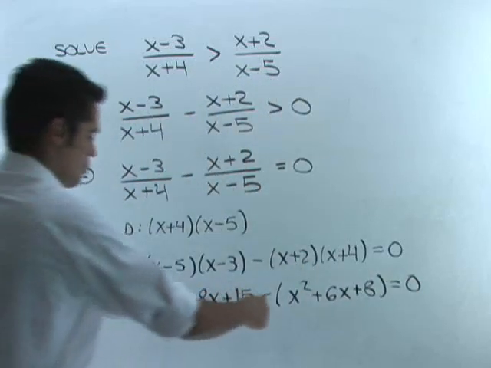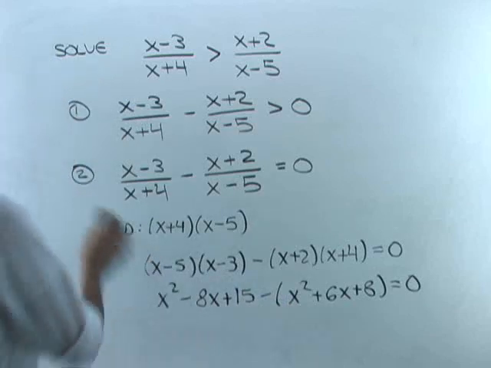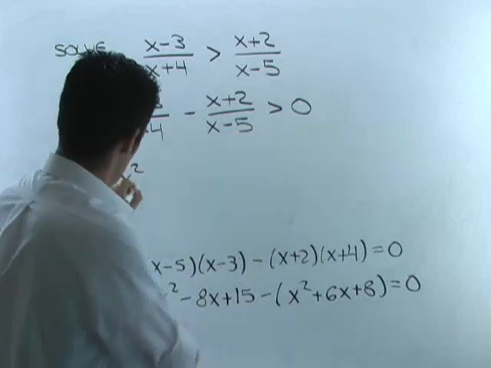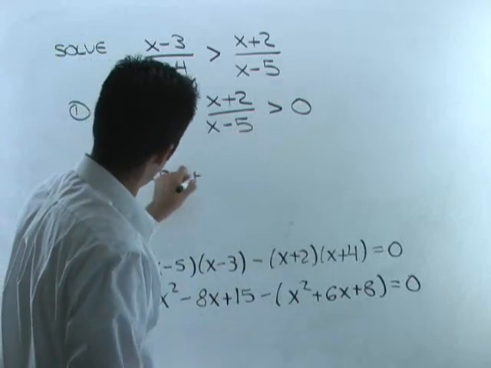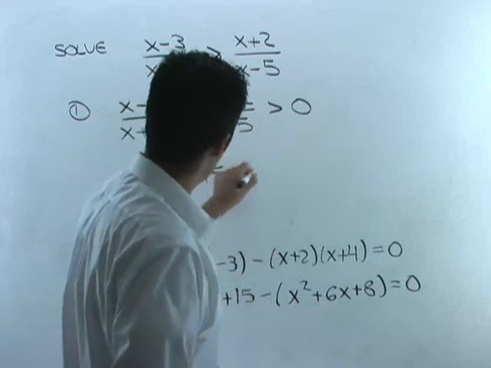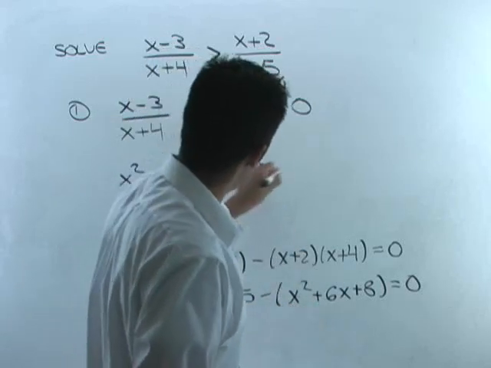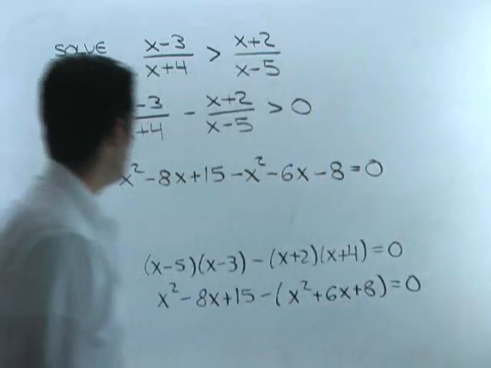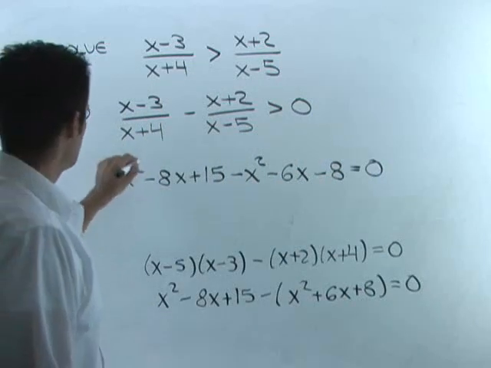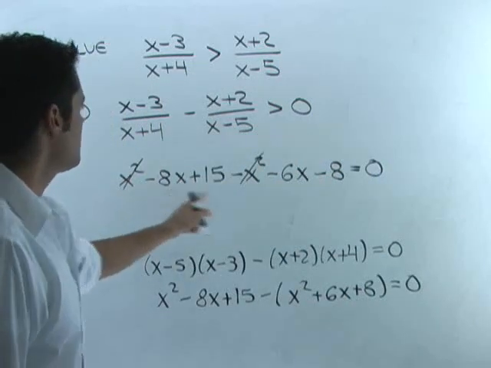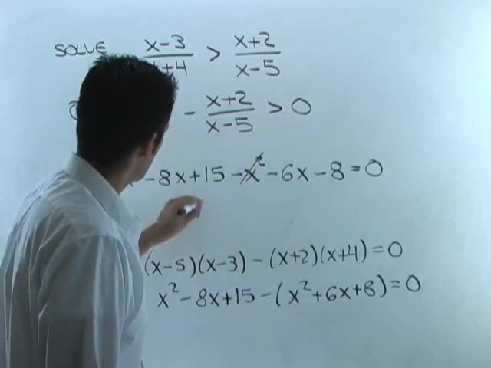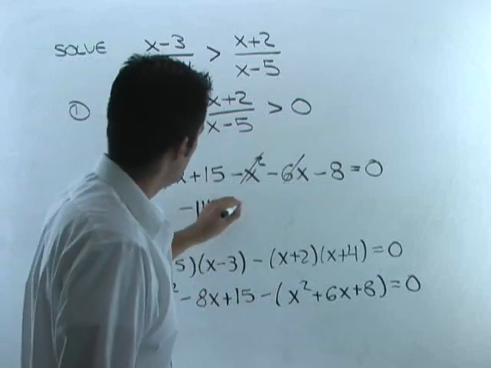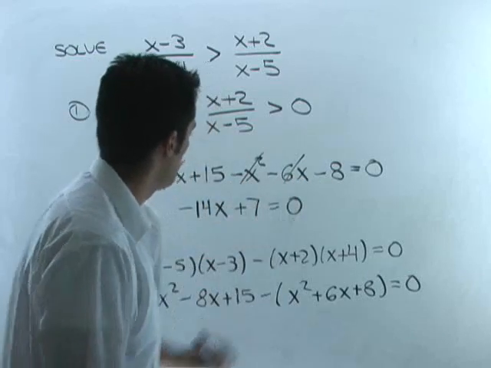All right, now let's distribute our minus sign through. I'm going to put that right here. So I have x squared minus 8x plus 15. I'm going to do minus x squared, minus 6x, minus 8, equals 0. And now I collect like terms. The x squareds cancel. Negative 8x minus 6x gives me a negative 14x. So the x's are gone. And then 15 minus 8 gives me plus 7 equals 0.